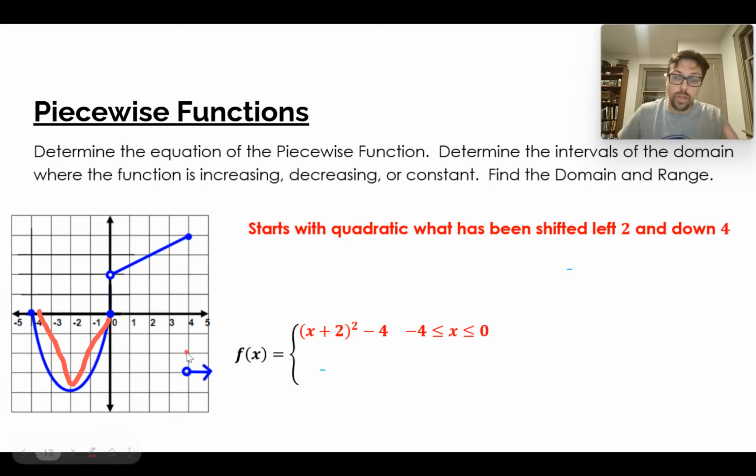We only want that graph to exist between the x values of -4 and 0, so we put this restriction on there. Both of those are filled in circles, so that tells me I definitely want to put brackets or equal tos on both of those less thans.